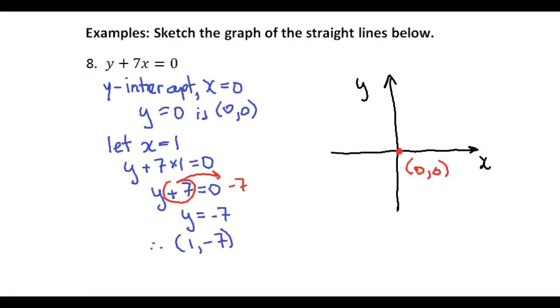So we sketch our axes and label them, put in the y-intercept at (0, 0), and then plot the point (1, -7). Sketch in our straight line, label the rule.